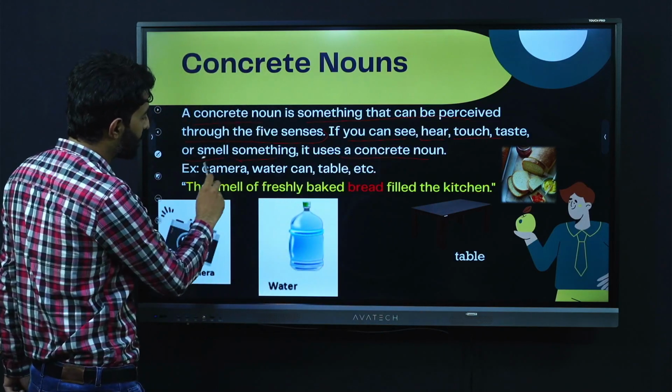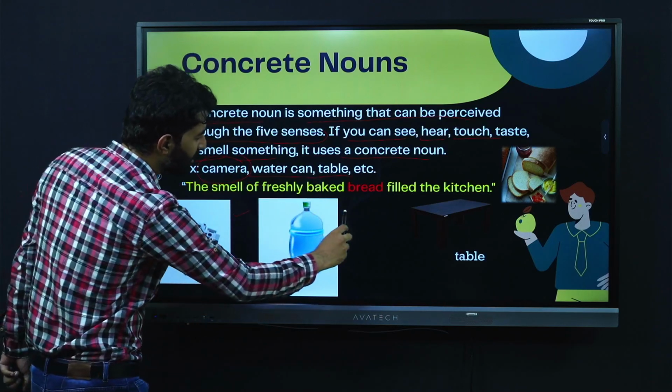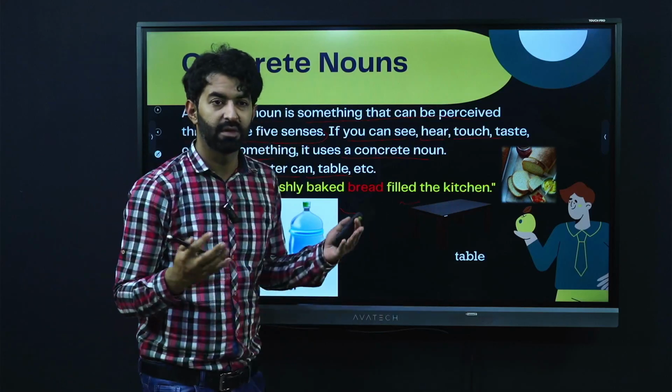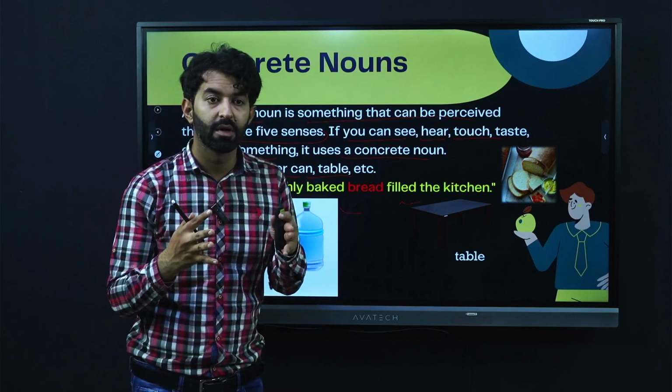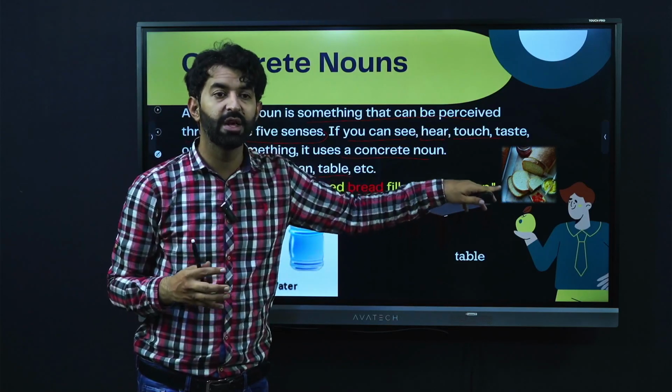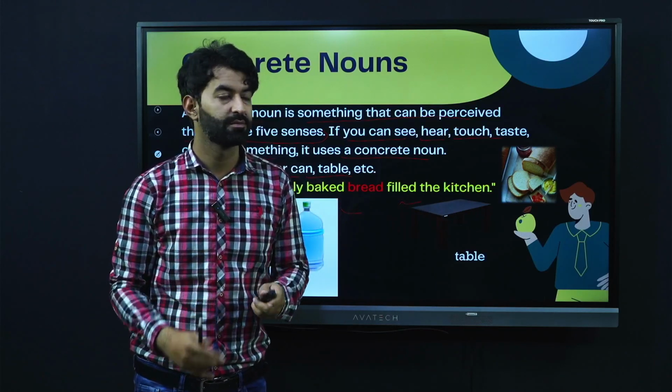For example, camera, water can, table, etc. Now, all these are concrete nouns. They are in front of you. You can use them, you can see them, and also the food, vegetables, your breakfast, lunch, everything is a concrete noun.